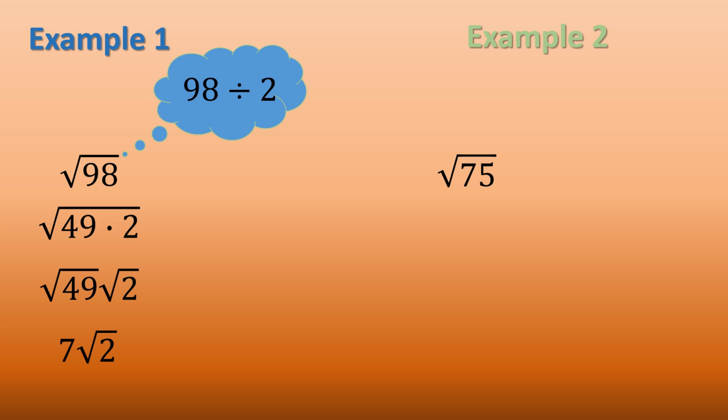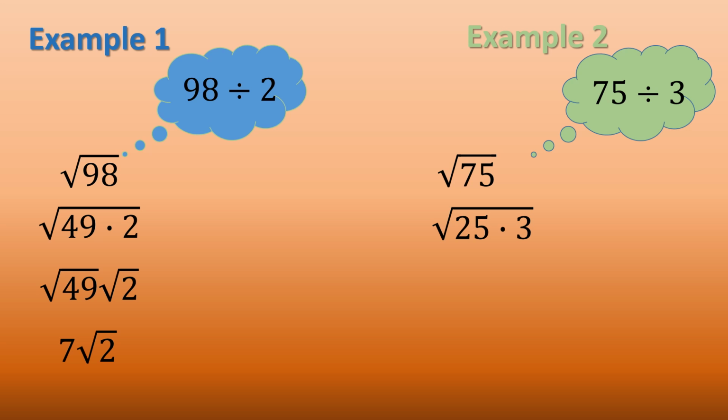Let's do another example. Example 2. Okay? Let's think about this one too. I can't divide 75 by 2, but let's try 3. Does that work? Yeah, we get 25 times 3. Okay, is 25 a perfect square? Yes, it is. Okay, so I take the square root of 25 and I get 5 times the square root of 3.